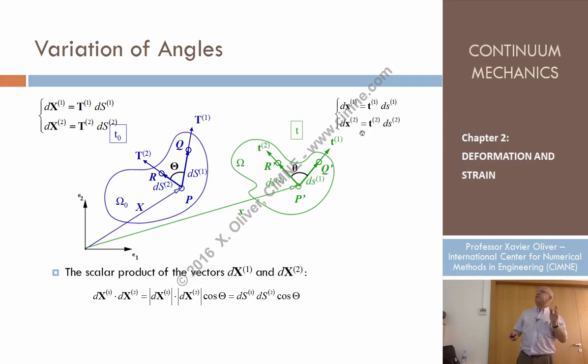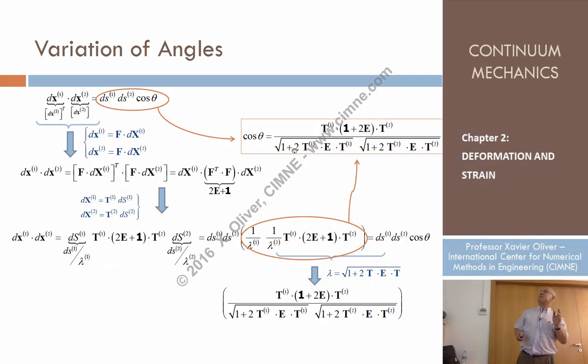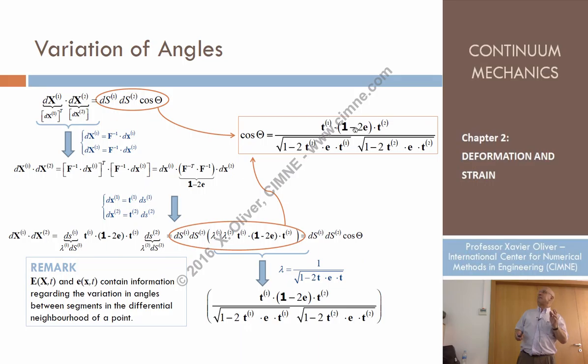By the way, look, they are not the same as before. Here there is a minus, a plus, there is a minus here, not the same. But there is a similar formula in terms of the particle, which allows knowing the spatial strain tensor, small e, and the two final unit vectors defining the directions, and then I can compute the angle.